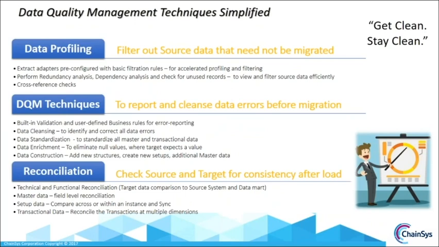Now, for data quality, we have a get clean, stay clean philosophy. The first thing we do with data quality is we use data profiling. And that allows us to essentially figure out what's in the source data and filter out source data that does not need to be migrated. For data quality techniques, we report and cleanse data errors before the migration. So again, we are cleansing our data before we actually do the migration, as opposed to bringing data into the target system that then has to be re-cleansed.